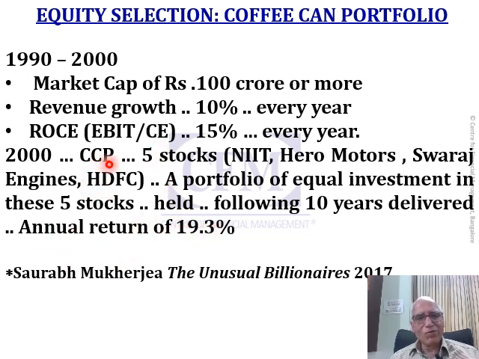The coffee can portfolio that was created in 2000 consisted of 5 stocks: NIIT, Hero Motors, Swaraj Engines, HDFC. A portfolio of these 5 stocks in which equal investment was made in each of these stocks, created in 2000 and held for the following 10 years, would have delivered an annual return of 19.3%, which was significantly higher than the rate of return generated by the Nifty index.